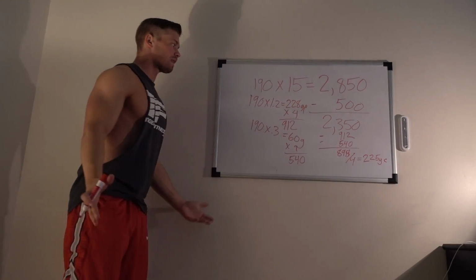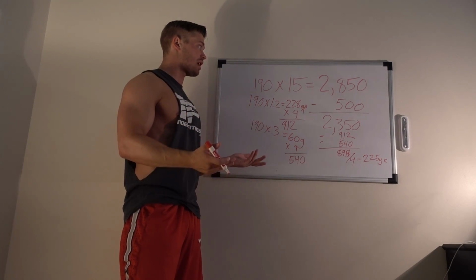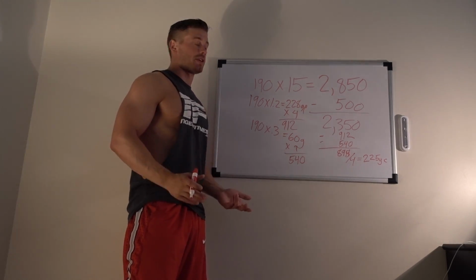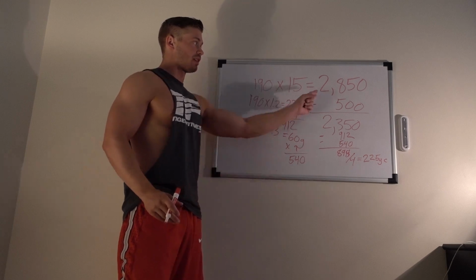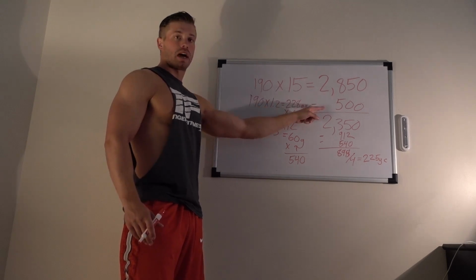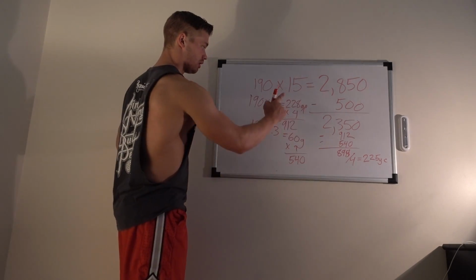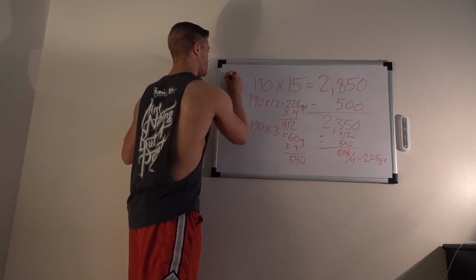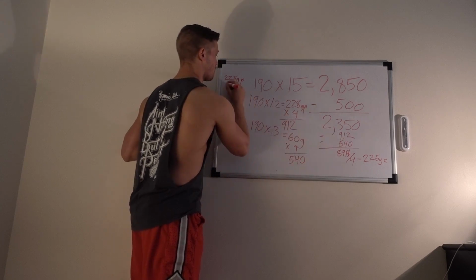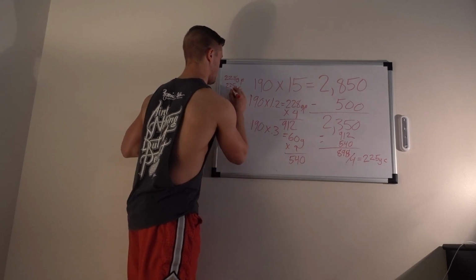All right, so there are the macros for this example. Someone who's 190 pounds with average activity level, they want to drop body fat and cut down and lose weight. We estimated their starting maintenance calories to be 2,850. We want to be in a 500 calorie deficit per day. So they're going to be at 228 grams of protein per day, 225 grams of carbs, and 60 grams of fat.